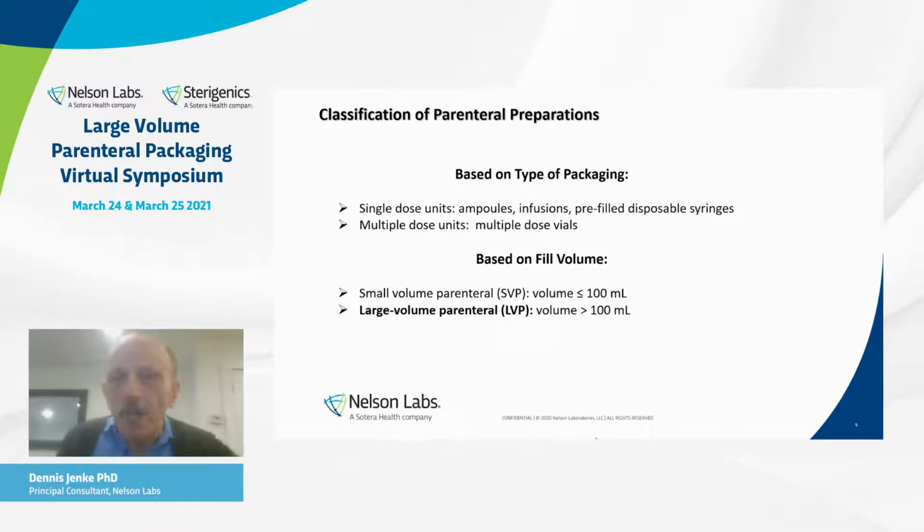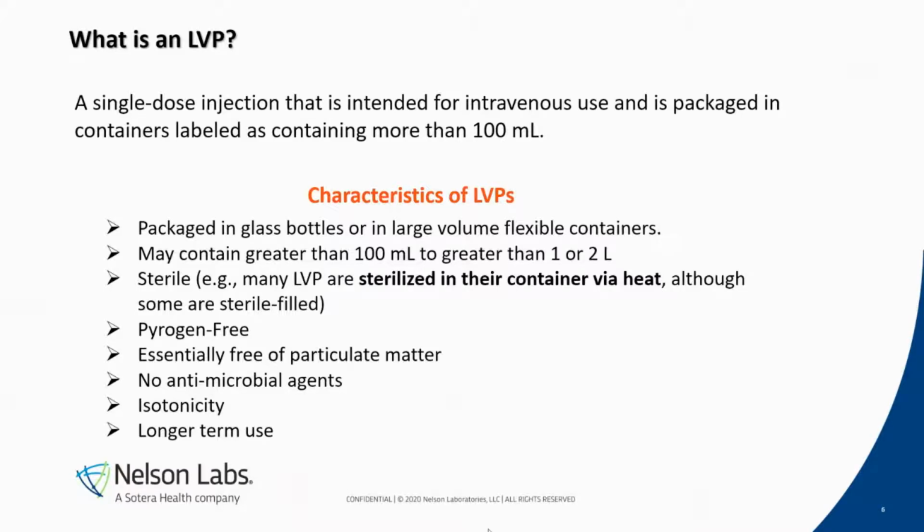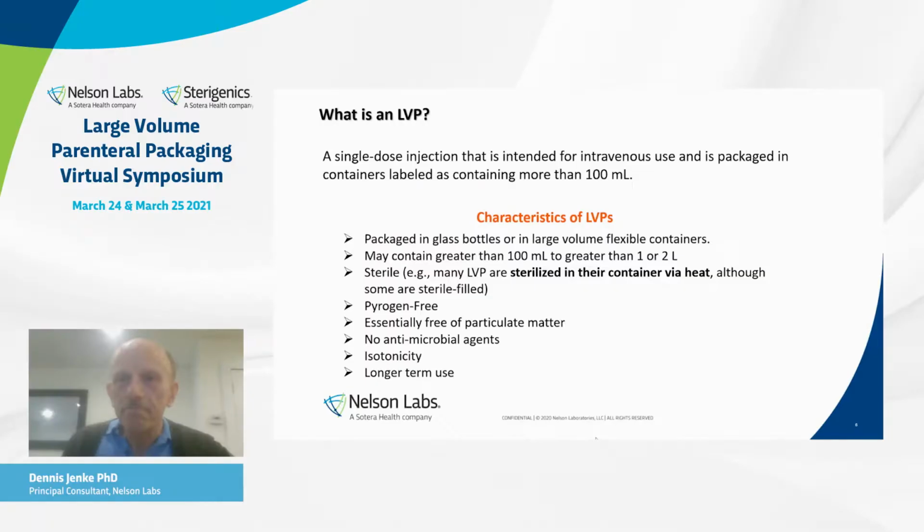Okay. A large volume parenteral, which is the focus of this entire workshop, is a liquid parenteral preparation whose unit dose volume is greater than 100 mL. So that's what an LVP is. It's a single dose injection that is intended for intravenous use and is packaged in containers labeled as containing more than 100 mL. Characteristically, LVPs are packaged in glass bottles or large volume flexible containers.